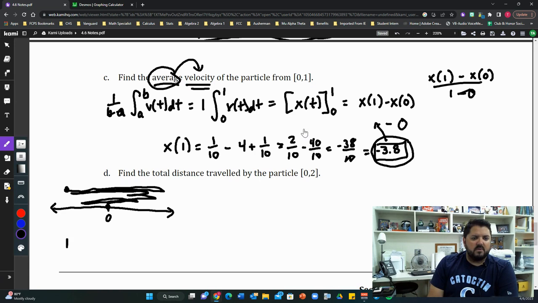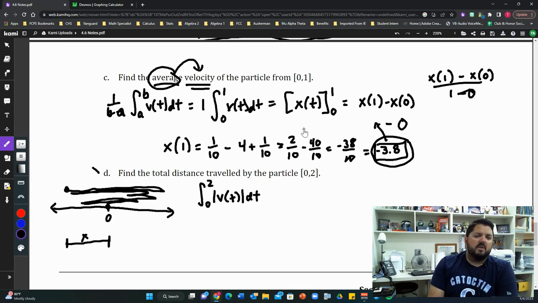So displacement would just be this many units away from the beginning. That's where we ended up. We ended up X number of units to the left. Total distance traveled is the length of all these lines that I drew back and forth. The only way that we can calculate that is if we disregard what direction we're moving. And that is where we take the integral from 0 to 2 of the absolute value of our velocity function.